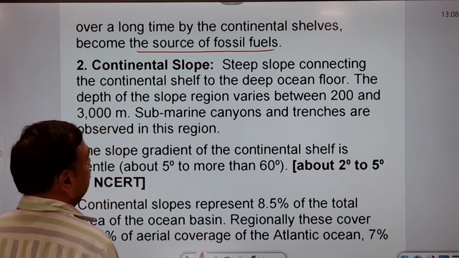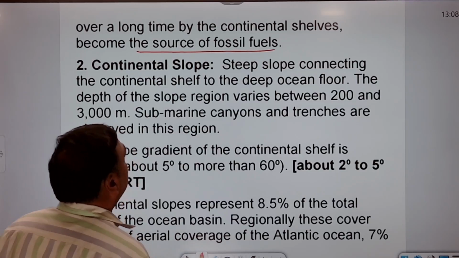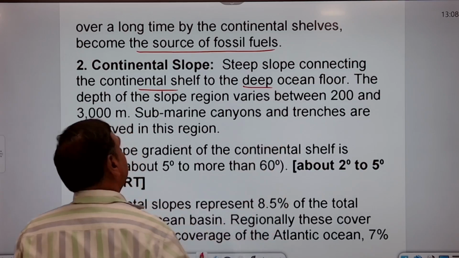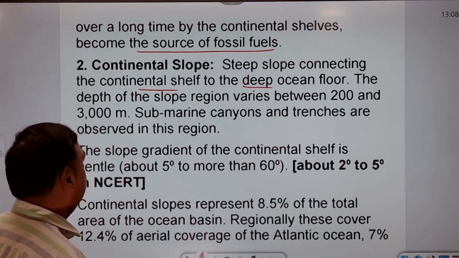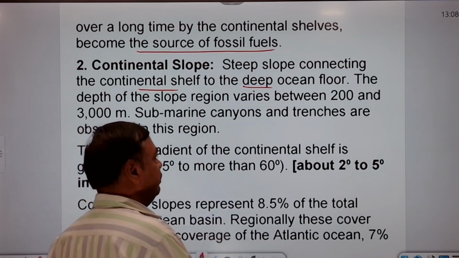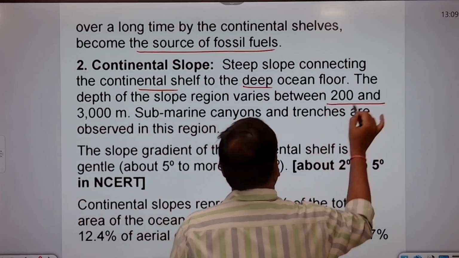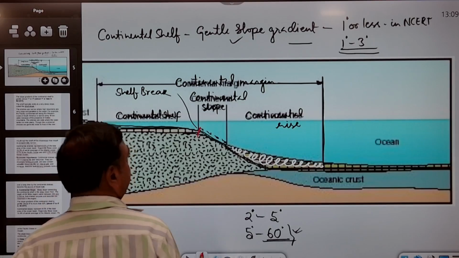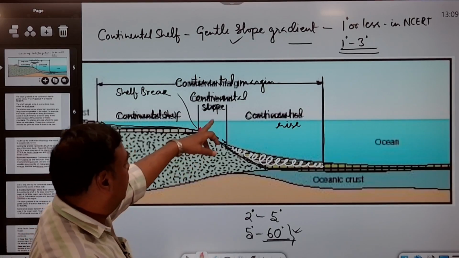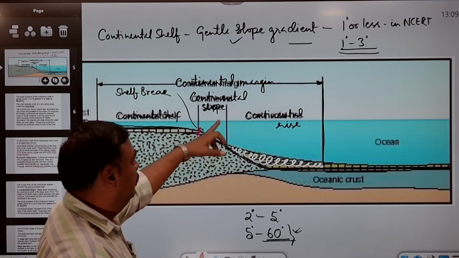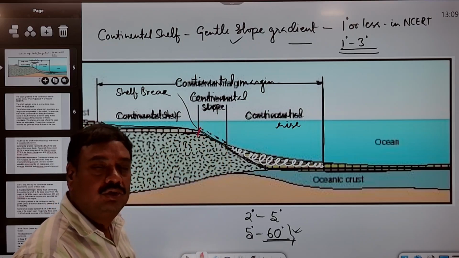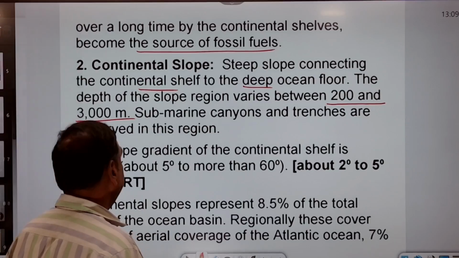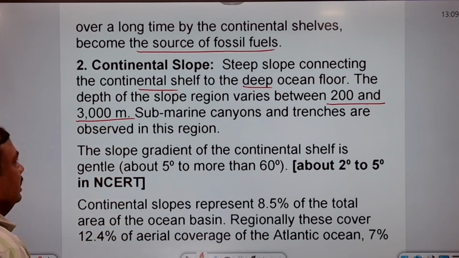Now come to the continental slope. As I told you, it is a steep slope connecting the continental shelf and the deep ocean floor. If we find out the depth, it may be between 200 meters to 3000 meters. You can take this diagram again. Obviously the depth is more here. From here to here you can see the depth increase, so the depth would be between 200 meters to 3000 meters.